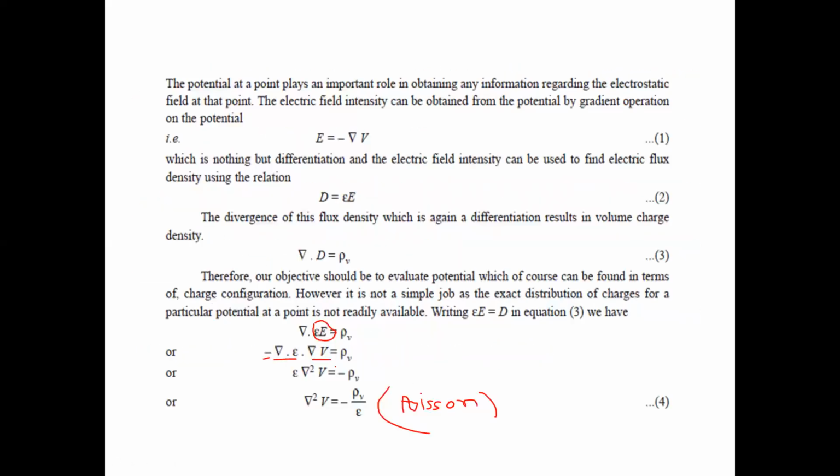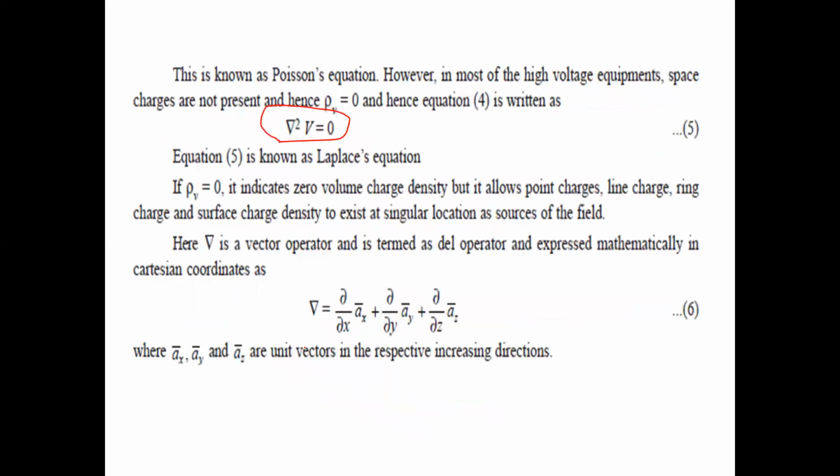So here you can see del dot del. This is a dot operation of two vectors, and with our knowledge, the dot operation of two vectors is a scalar quantity. This del square V, which is the dot operation of two vector quantities, is, as per knowledge, a scalar quantity.